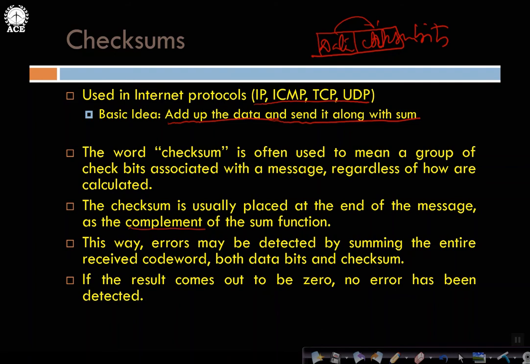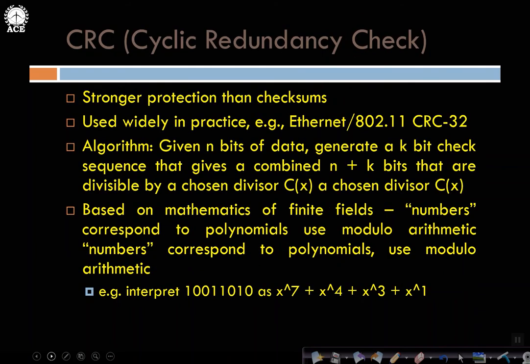For this also we don't have to study, but what you need to study in your syllabus, and for your lab also, is the CRC, cyclic redundancy check. This is an important topic. We'll work out a problem on this also, as we did for the Hamming method. So please pay attention. This is much stronger protection than checksum and parity. That's why we study this. It is used practically in many protocols, including Ethernet, 802.11 and CRC32, cyclic redundancy check. 32, what is the significance of 32?